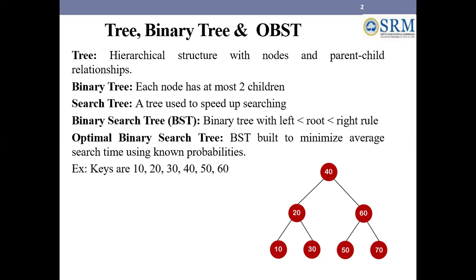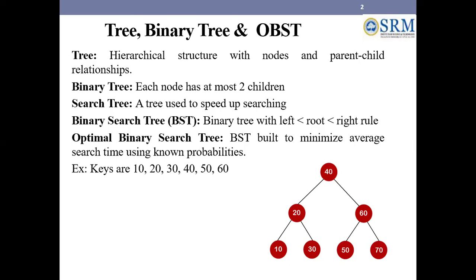The last level of nodes in the tree has only a parent, no child node. That is called a leaf node. And the topmost node is called the root node. That is called a tree. A tree is a hierarchical structure with a parent-child relationship.